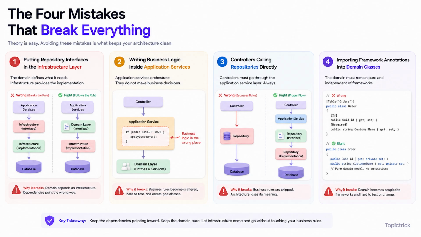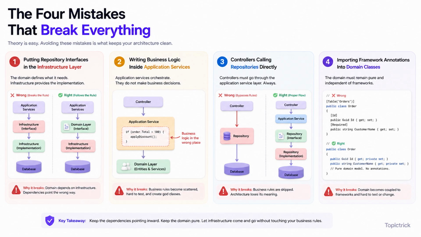Mistake 1. Putting repository interfaces in the infrastructure layer. This is the most common error. The interface for accessing an order, the contract that says "give me an order" by its identifier, belongs in the domain layer, not in the infrastructure layer. The domain defines what it needs. The infrastructure provides it. If the interface lives in infrastructure, the domain is now coupled to the outer layer. The dependency arrow points the wrong way.